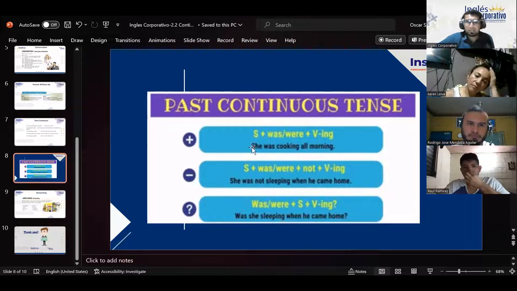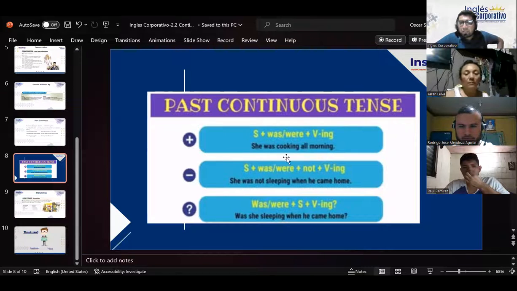That's the complement here. And of course, what the complement does is provide more surrounding details about the action. It helps you understand the action better by providing a more clear view of what was happening. Here, the example that we have is: she was cooking all morning. So that's basically the action. She was cooking all morning.